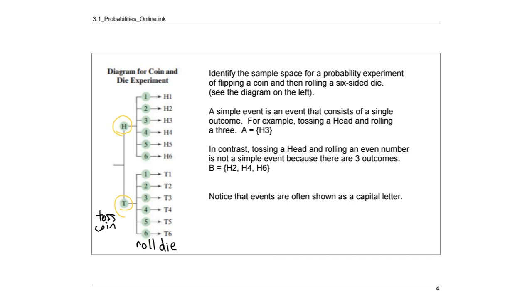But let's say they say, okay, but let's toss a head, and then roll an even number. Well, that's not a simple event because we have 3 different ways that could happen. We could toss a head and then roll a 2, toss a head and roll a 4, toss a head and roll a 6. So my sample space is H2, H4, and H6. That is not a simple event because I actually have 3 outcomes.